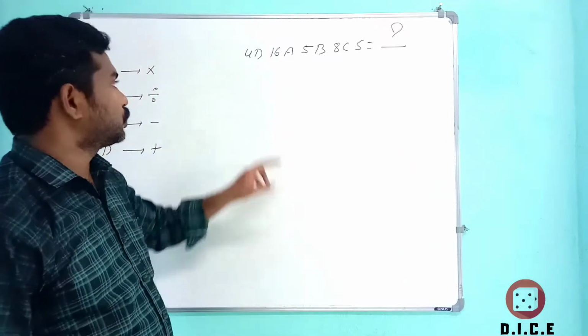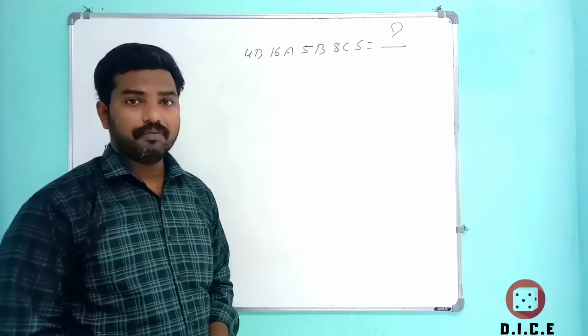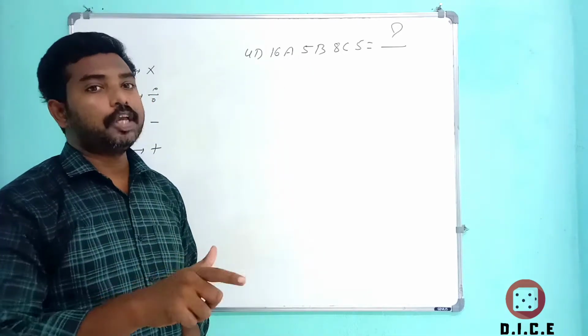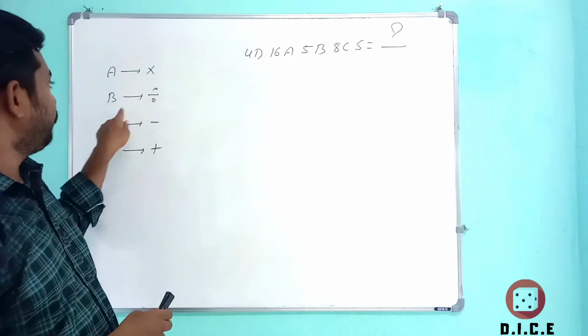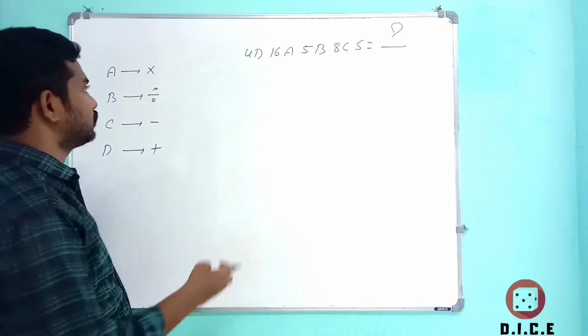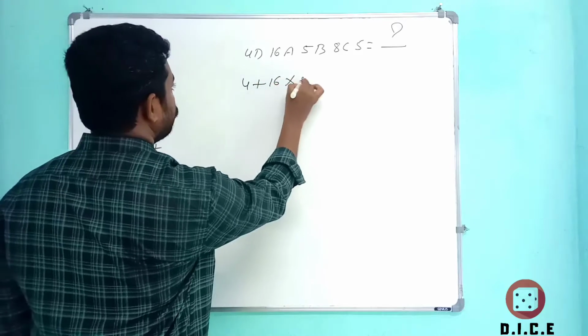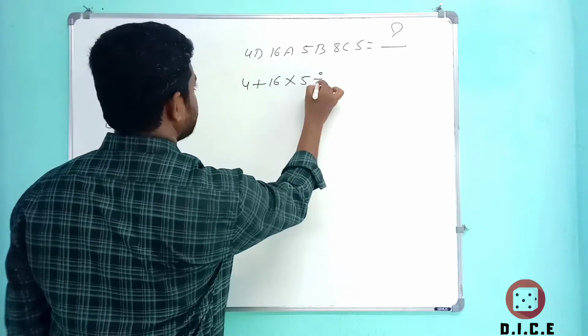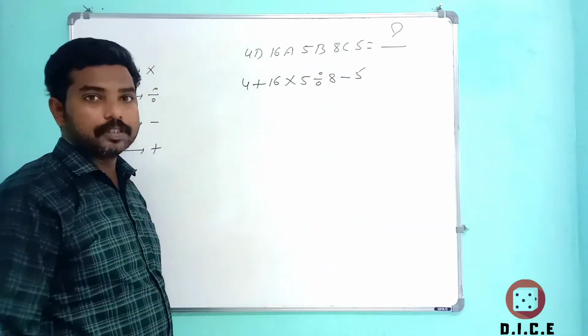And if you see the next question, 4D, 16A, 5B, 8C, 5 is equal to question mark. First we have to change all the letters into symbols. A means into, B means division, C means minus, and D means plus. So D is plus 16, A is into, B is division, and C is minus 5. Later we have to observe VBODMAS.